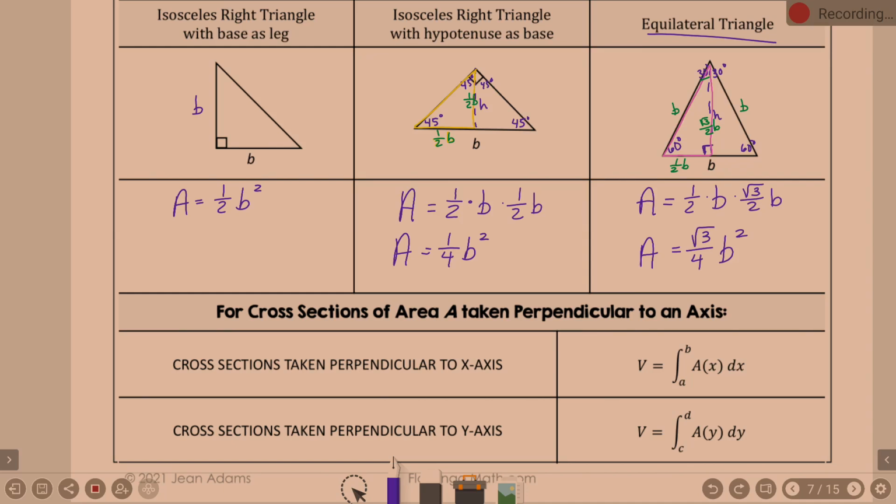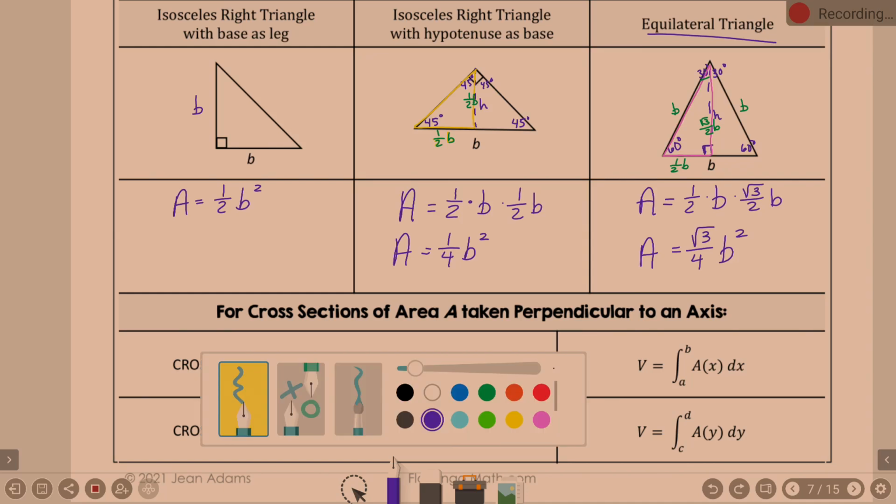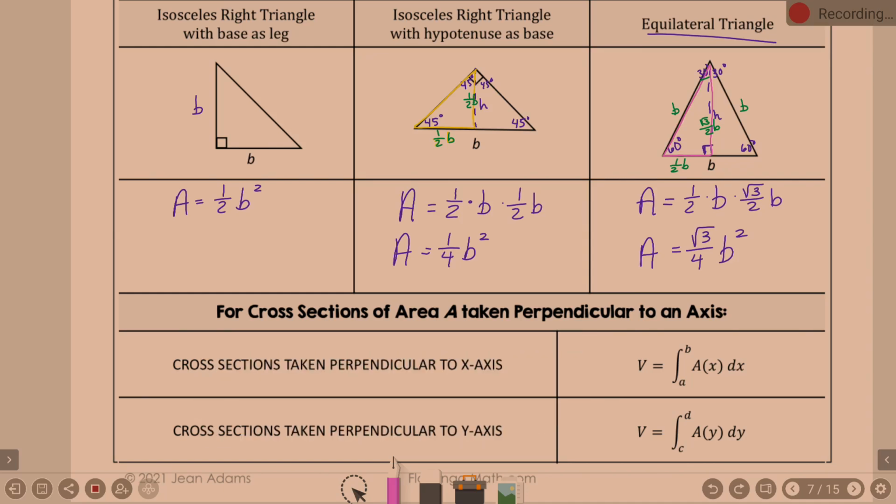So, okay, guys, as we move on to talking about cross sections on the next page, notice cross sections of area A taken perpendicular to an axis. So when we talk about cross sections perpendicular to the x-axis, so here's your x-axis, right? That means when we're putting in these cross sections, and I'm going to show you what I mean by that in a moment, if they're perpendicular to the x-axis, notice you're working in terms of x. In other words, your equation is y equals, and it's in terms of x. Does that make sense?